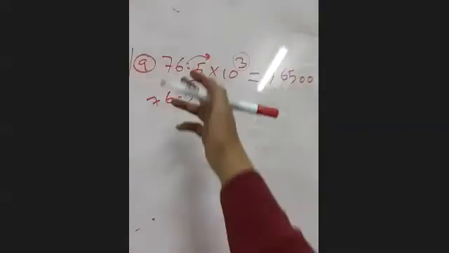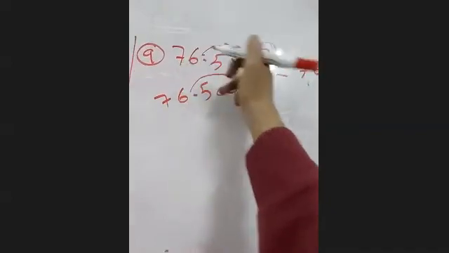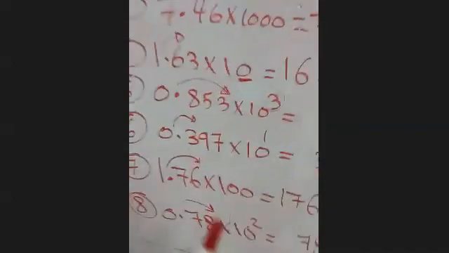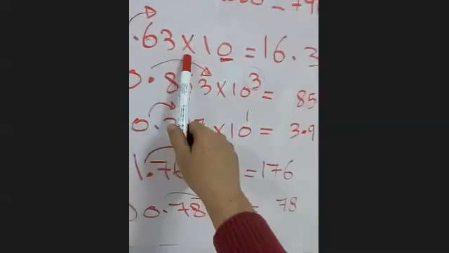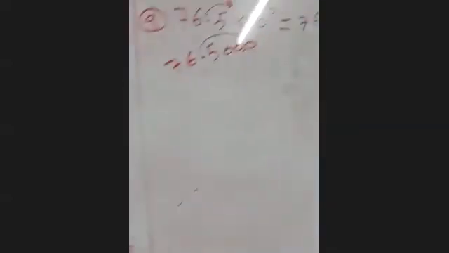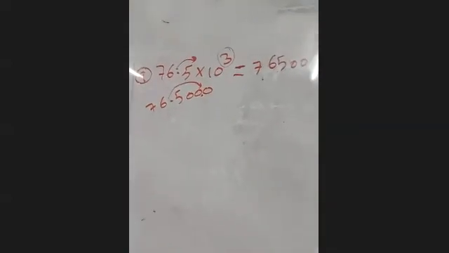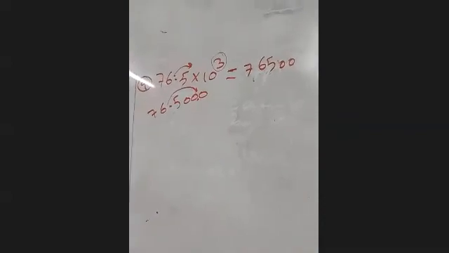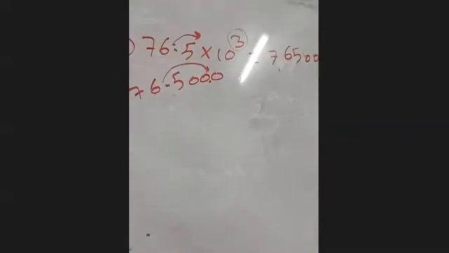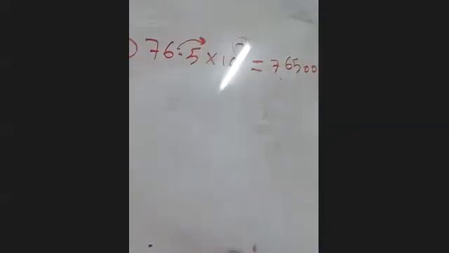So if we don't have enough digits, we can add zeros. If we have enough digits, no need to add zeros, okay? Sometimes we have enough, sometimes we don't. Got it? Good boy. Question 10.